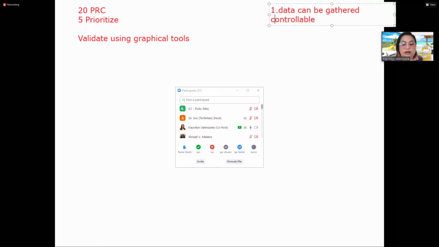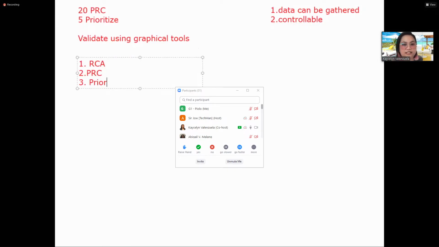Kaya importanteng i-consider niyo itong 2 factors na to para malaman niyo kailan kayo titigil ng analysis niyo sa root cause, root cause through YY and fishbowl. Okay. So, validate using graphical tools. Meron tayo in your workshop, in your output or digital project, that you have to create your validation table. So, after step 1, RCA, step 2, identify PRC, step 3, prioritize, step 4 is validate. Diba?